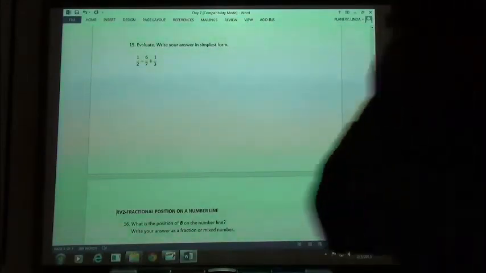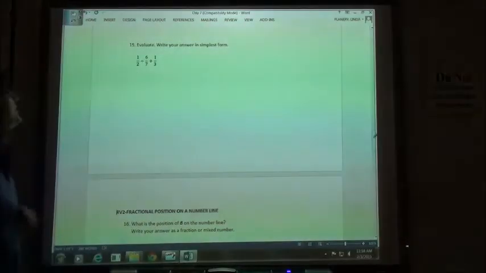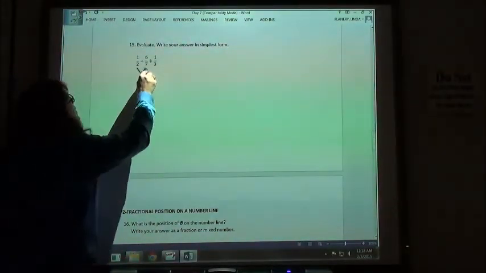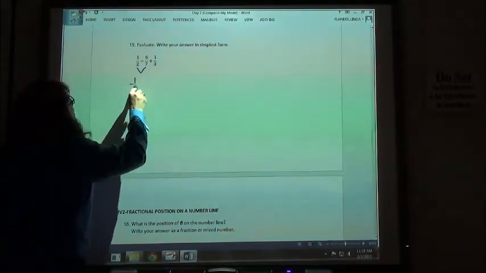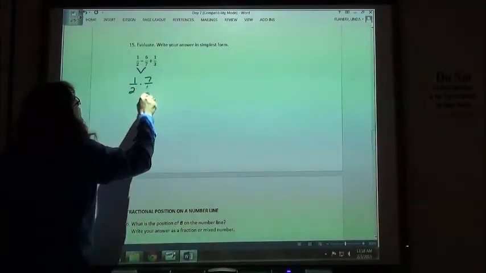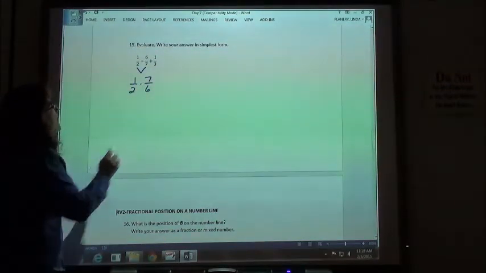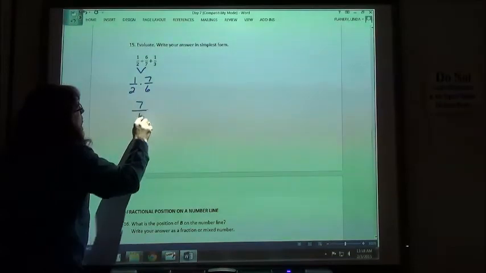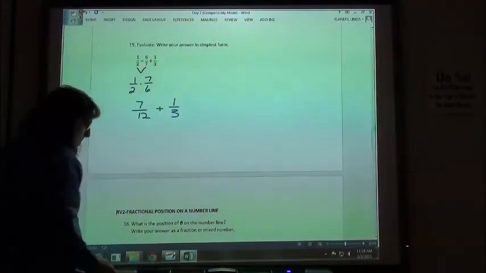So number 15, following my order of operations, I don't have parentheses or exponents. I have to do multiplying and dividing from left to right, so here I have a division. If I'm going to divide fractions, I have to invert and multiply. So 1/2 times 7/6. Can't reduce the 1 and the 6, can't reduce the 2 and the 7, so I multiply across the top and across the bottom. 7/12. Plus the 1/3 that's on the end.